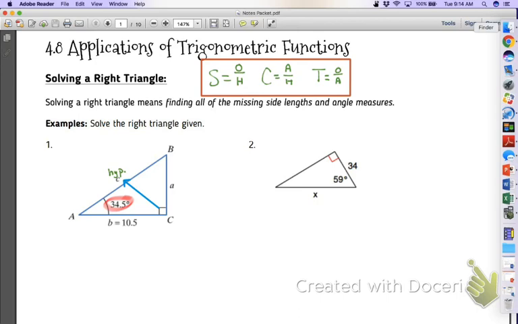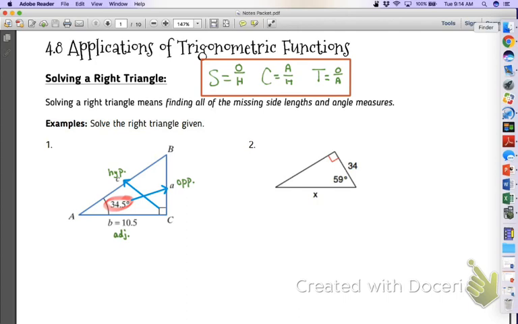Remember, the opposite side is the side that's opposite of the angle. So if 34.5 is my angle, then A is actually my opposite side. The adjacent side is always going to be the side that makes up the angle. So down here, 10.5 is adjacent. So I need to find the opposite side and the hypotenuse, using the angle that I'm given, 34.5 degrees, and 10.5 as my adjacent side.